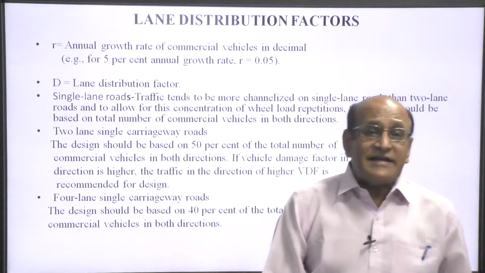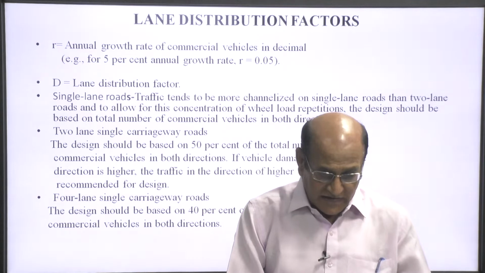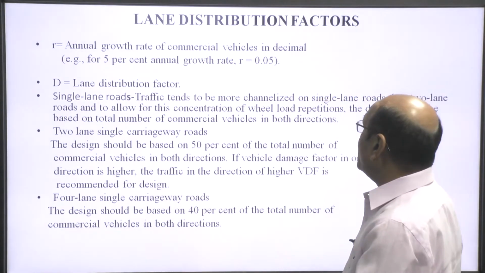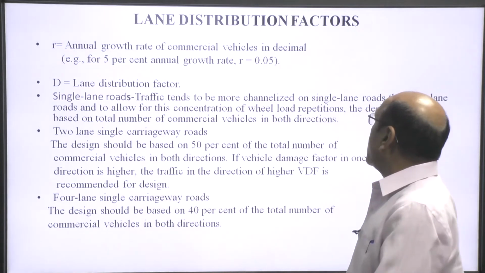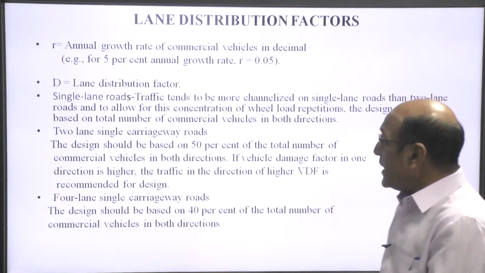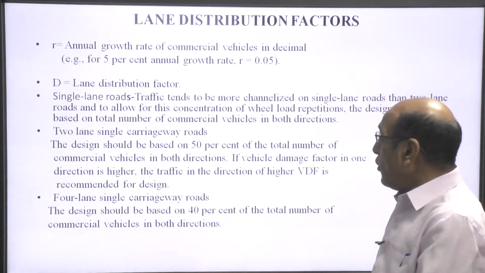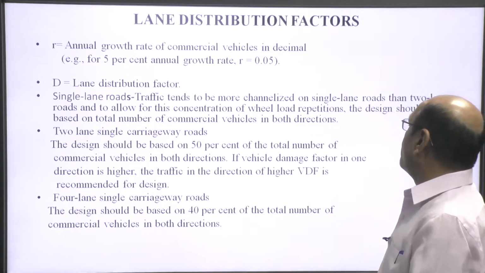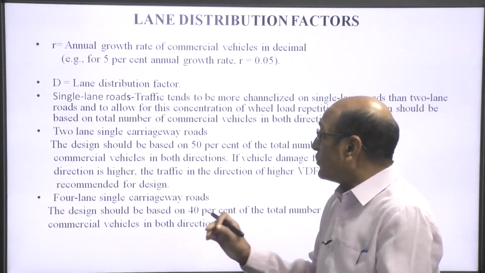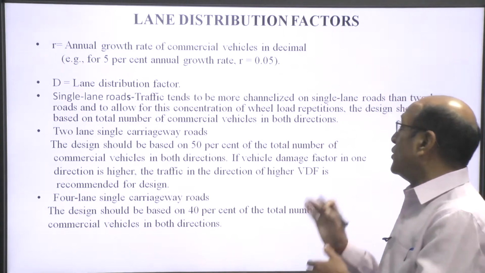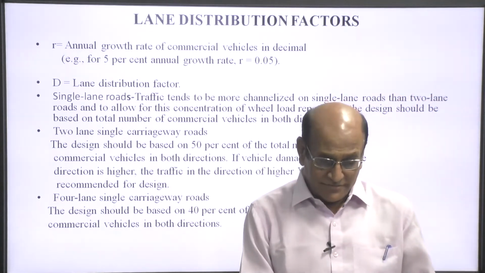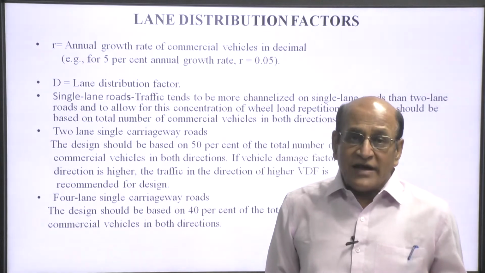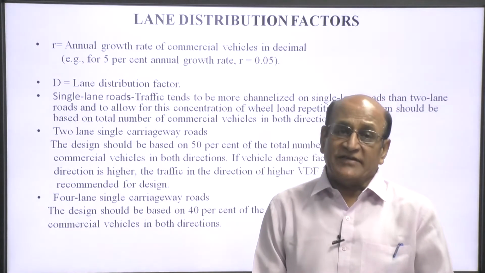D is the lane distribution factor. For the single lane road, the traffic tends to be more channelized than on 2-lane roads, and to allow for this concentration of wheel load repetition, the design should be based on the total number of commercial vehicles in both directions. So, for the single lane road, we will take the total number of commercial vehicles.